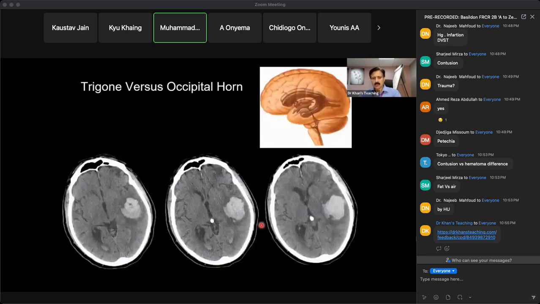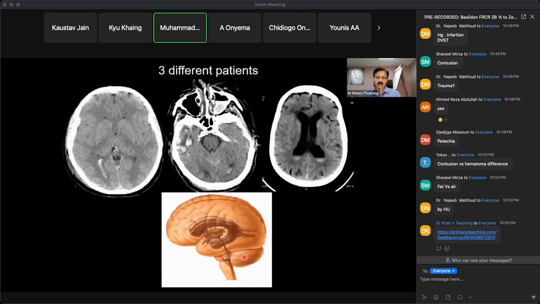Now, look here, intraparenchymal hematoma, and it has gone into the occipital horns. So this is the trigone. It has gone into the occipital horn here. Three different patients, occipital horn. This one is in the ventricles, but this is at the level of trigone. This is the body.